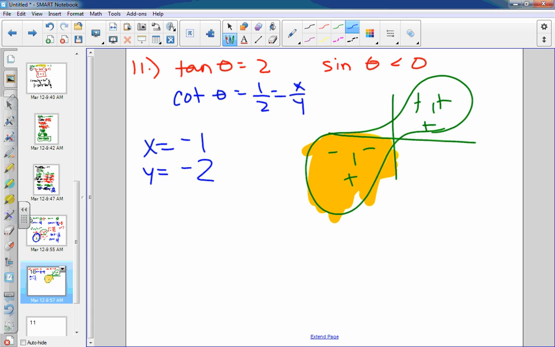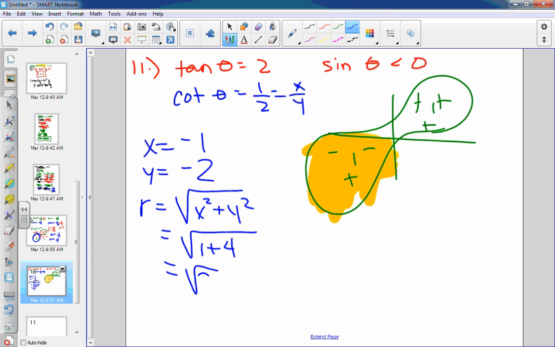Now, how do I find r? X squared plus y squared. So that's going to be 1 plus 4, which is going to be the square root of 5, is equal to your r value, right? So can you find your other trig functions now? Absolutely. Do we get that?